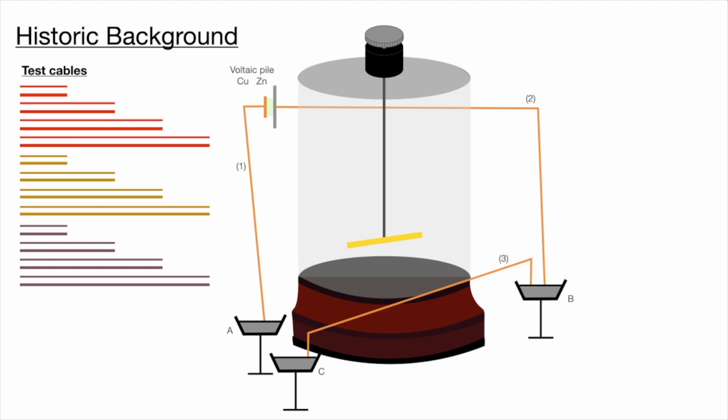Ohm had multiple different cables of different sizes and lengths, which he would take one of them and plug into these two mercury cups. This would cause the needle inside the chamber to twist. Just like Coulomb, the twisting of the wire is what is being measured. But this setup didn't work very well because of the voltaic pile that's sitting in the corner there.